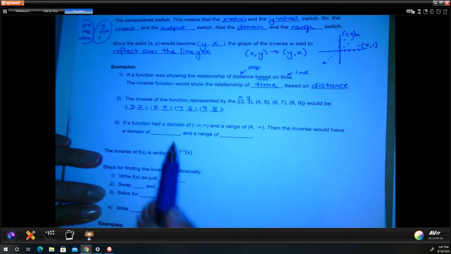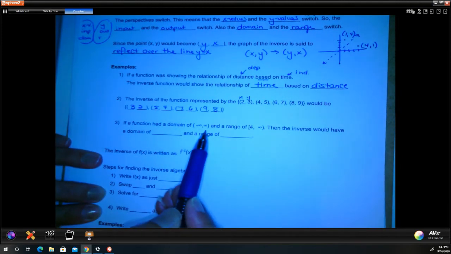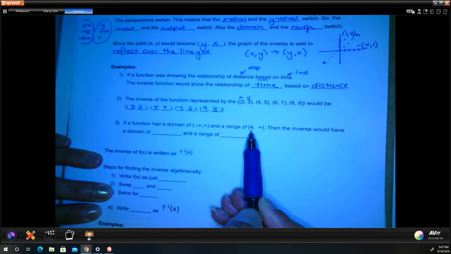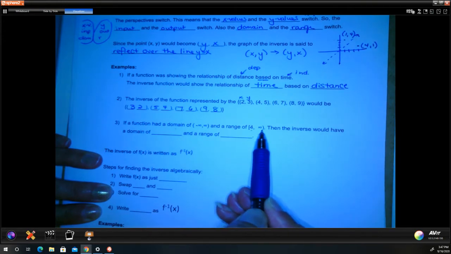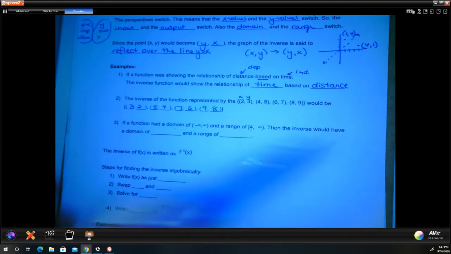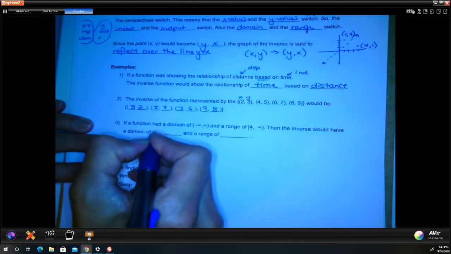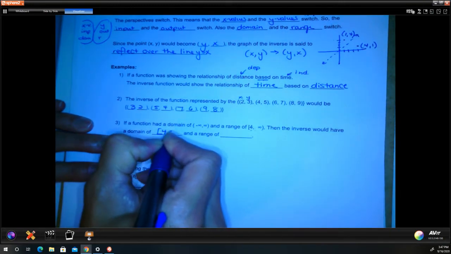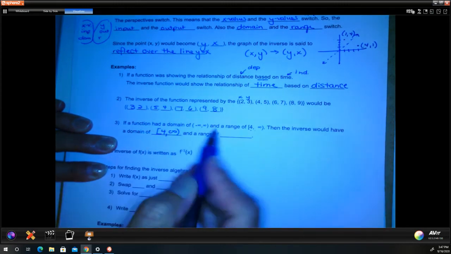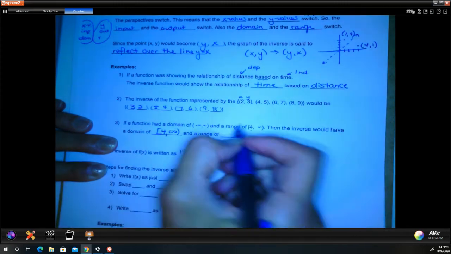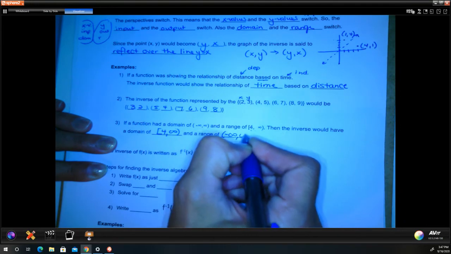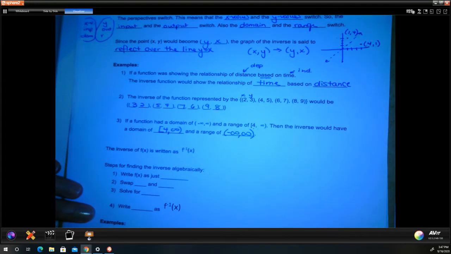All right, example 3. If a function had the domain of negative infinity to infinity and a range including 4 all the way up to infinity, the inverse would just switch it. So my domain of the inverse would be what the range was, and the range of the inverse would be what the domain was. Domain and range switch.